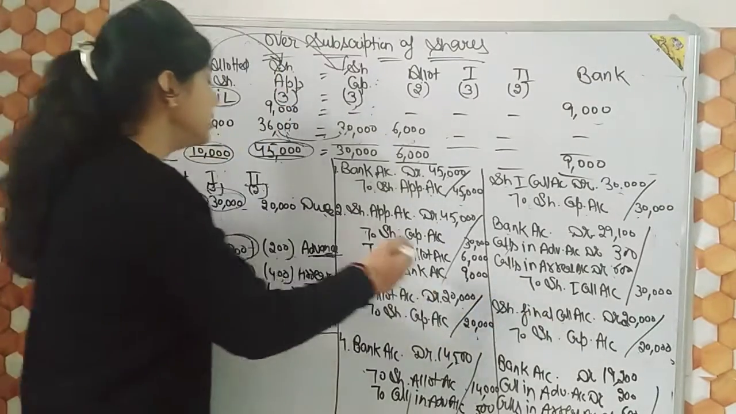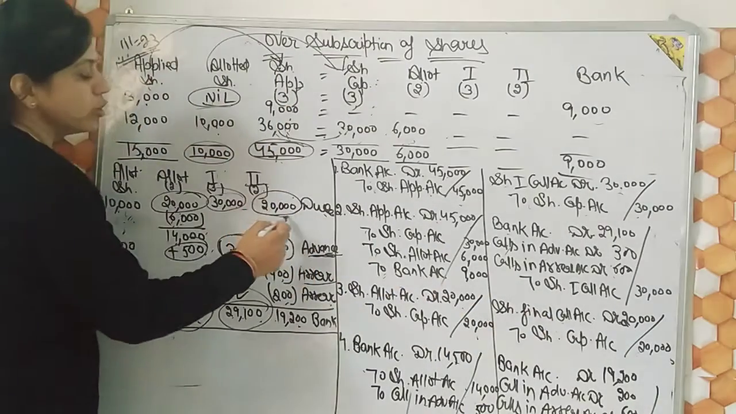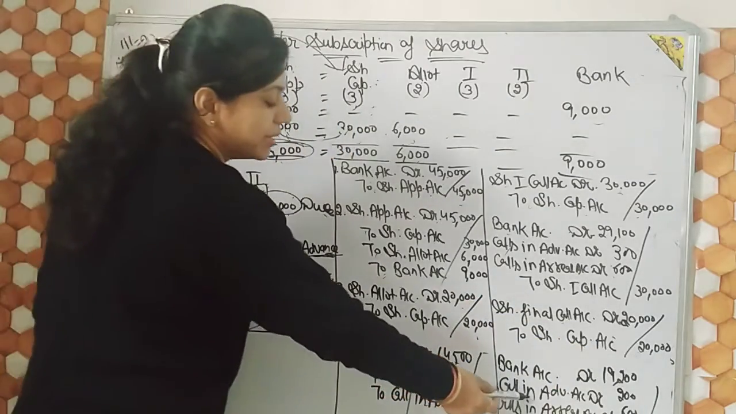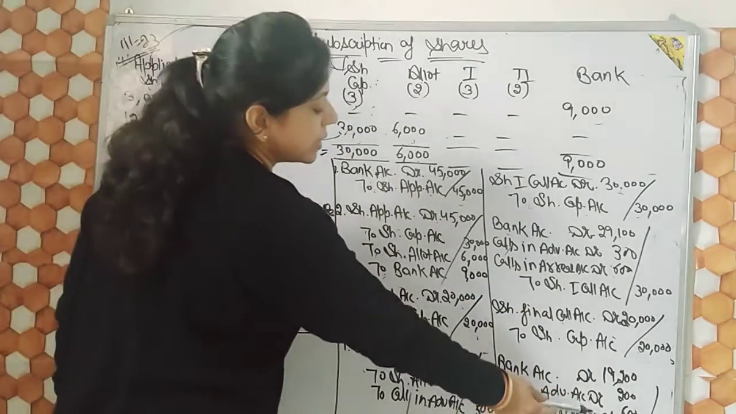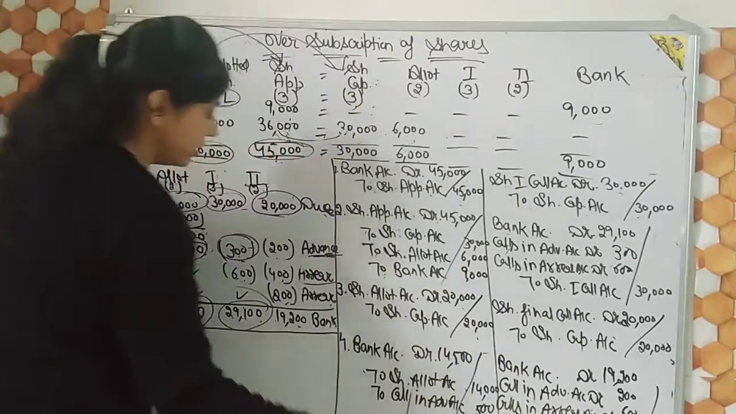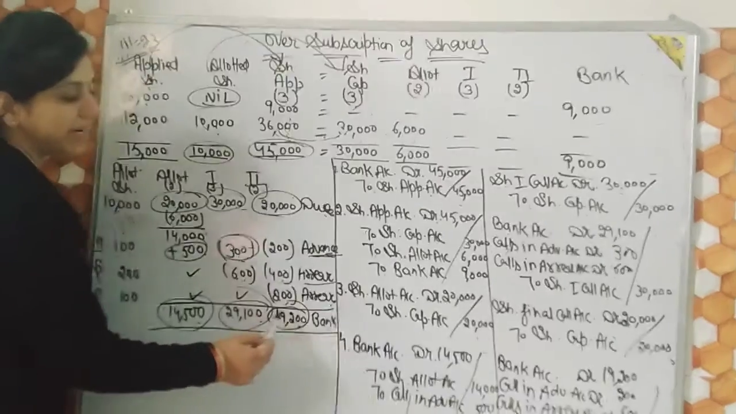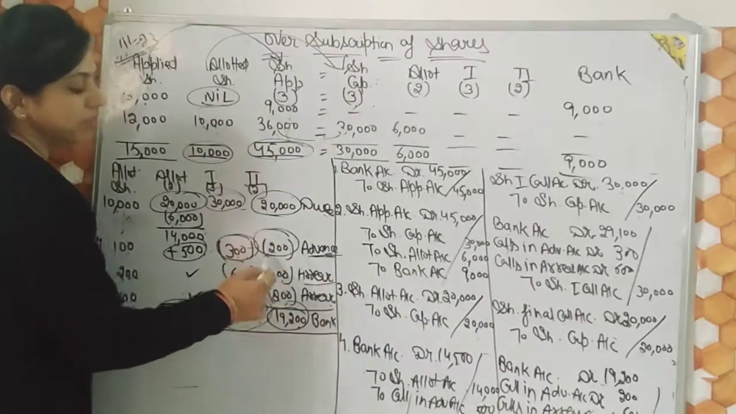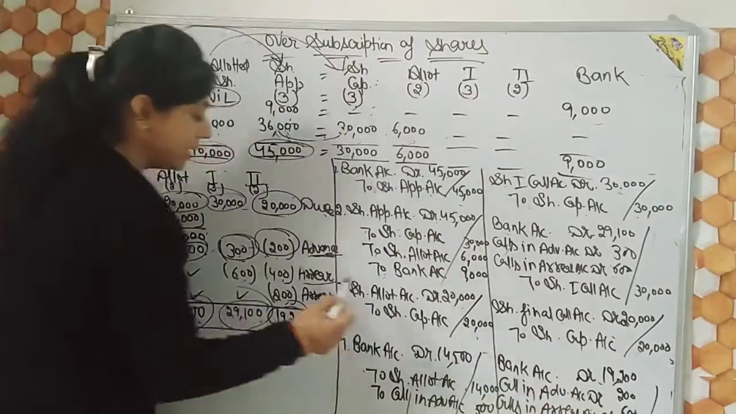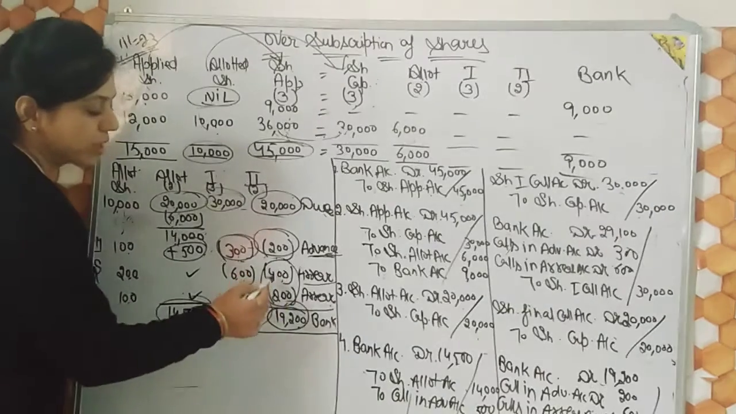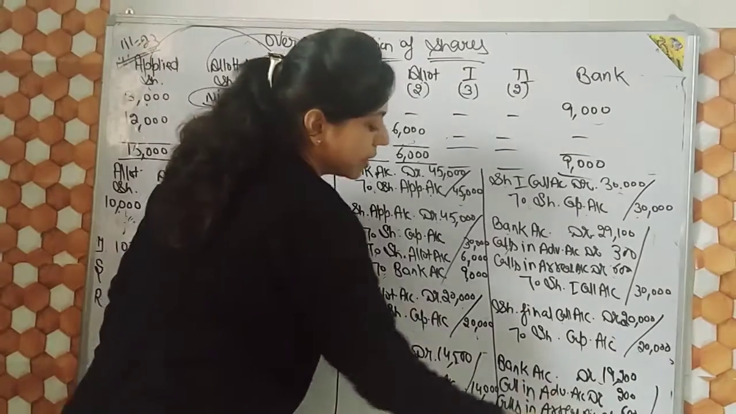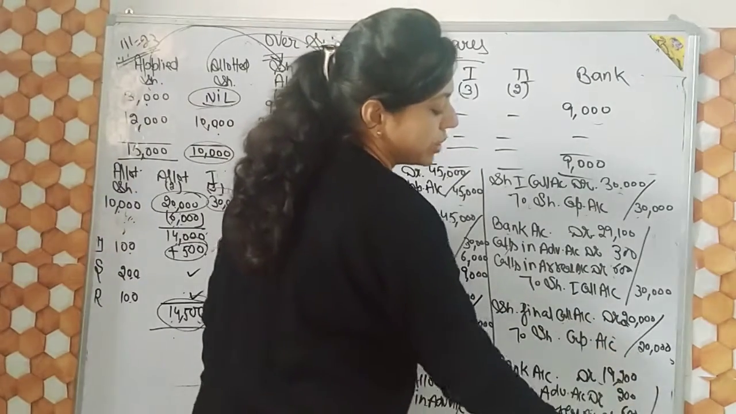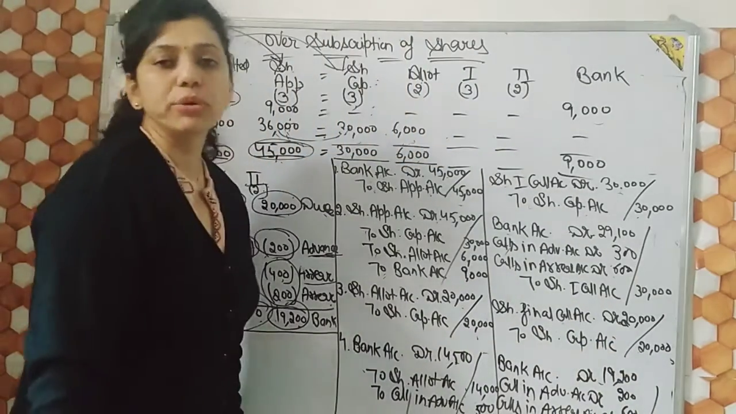Similarly, in second call, share second and final call is due with 20,000. And bank account debit, calls in advance account debit, calls in arrear account debit to share final call. In front of bank, we will write 19,200. In front of calls in advance, we will debit 200. And in arrear, 400 plus 200, that means 600. And to share final call. Final call is debited with 20,000. So it must be credited with 20,000.